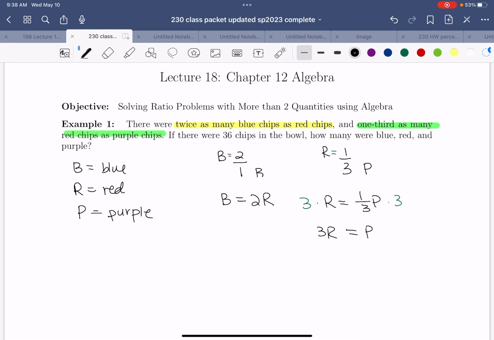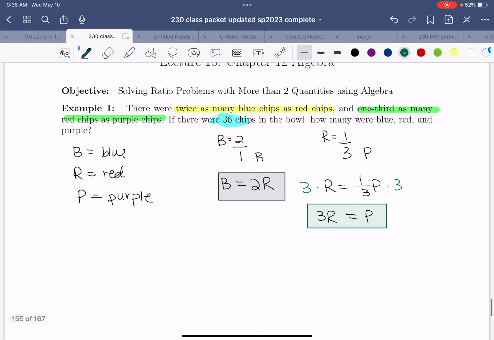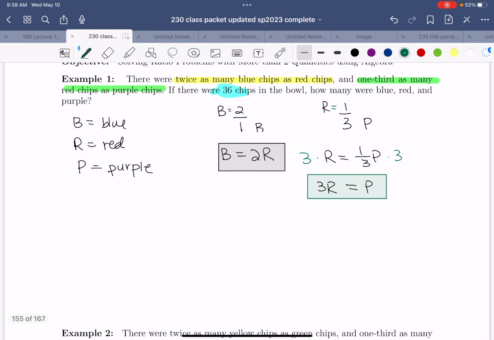Okay, so now I have two equations that I'm working with, and they come straight from my ratios. Normally we would use those to set up our boxes, and then we would go to the ending statement. The 36 here represents how many total chips there were in the bowl. So my 36 is red, blue, and purple all together. That means I'm writing the equation red plus blue plus purple has to equal 36.